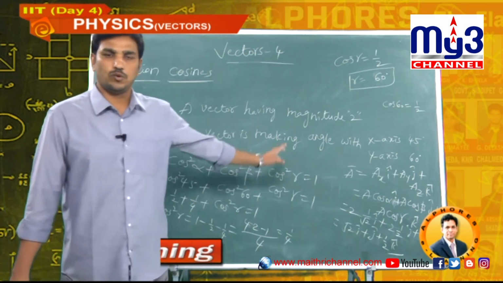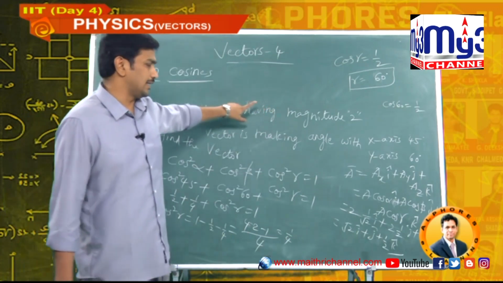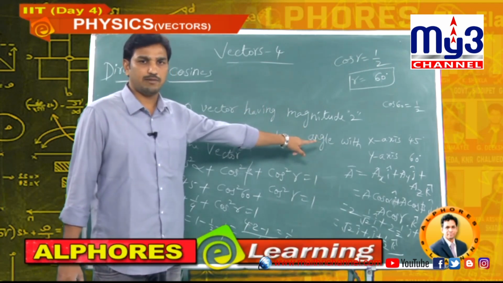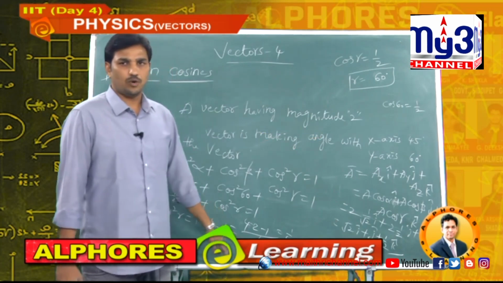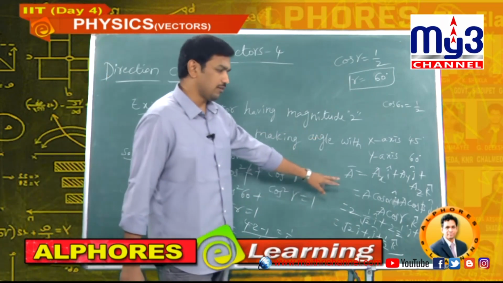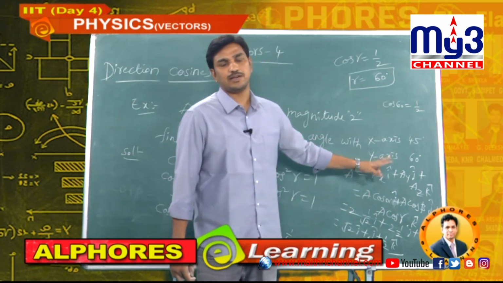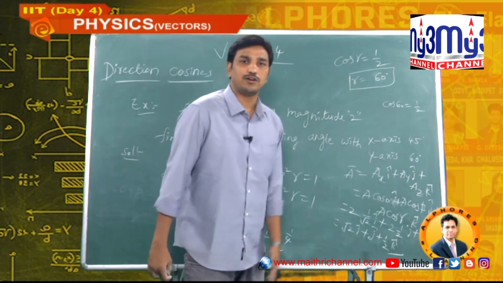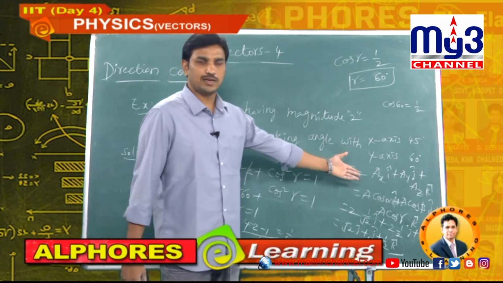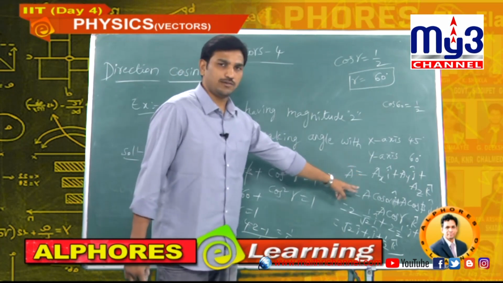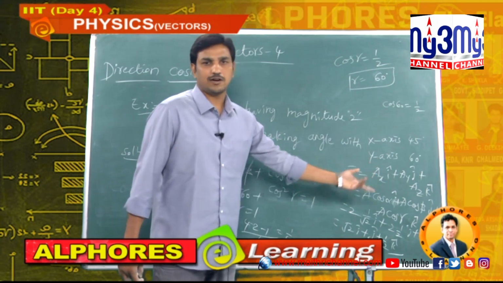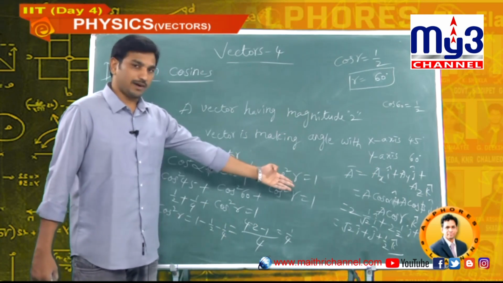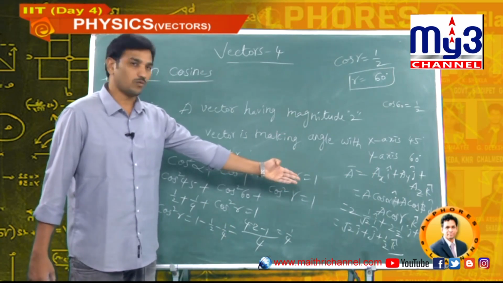So they gave a vector of magnitude 2, making an angle of 45 with the x axis and 60 with the y axis. Now we have to calculate the A bar vector. I know A bar is AX I cap plus AY J cap plus AZ K cap. What is the AX value? A cos alpha. What is the AY value? A cos beta. What is the AZ value? A cos gamma. Here the A value given in the problem is 2, and cos alpha, cos beta, cos gamma values I already know. So after substitution I got the final answer: our vector is root 2 I cap plus J cap plus 1 by 2 K cap.